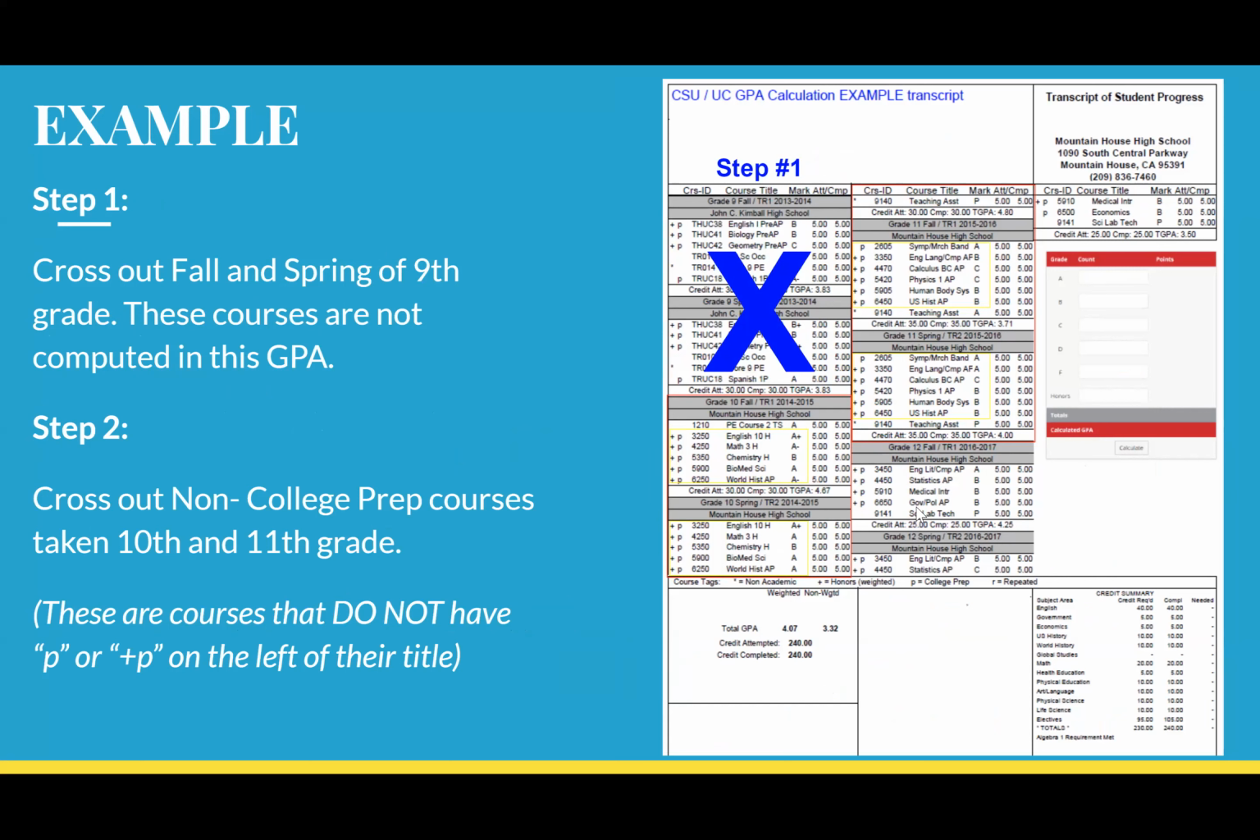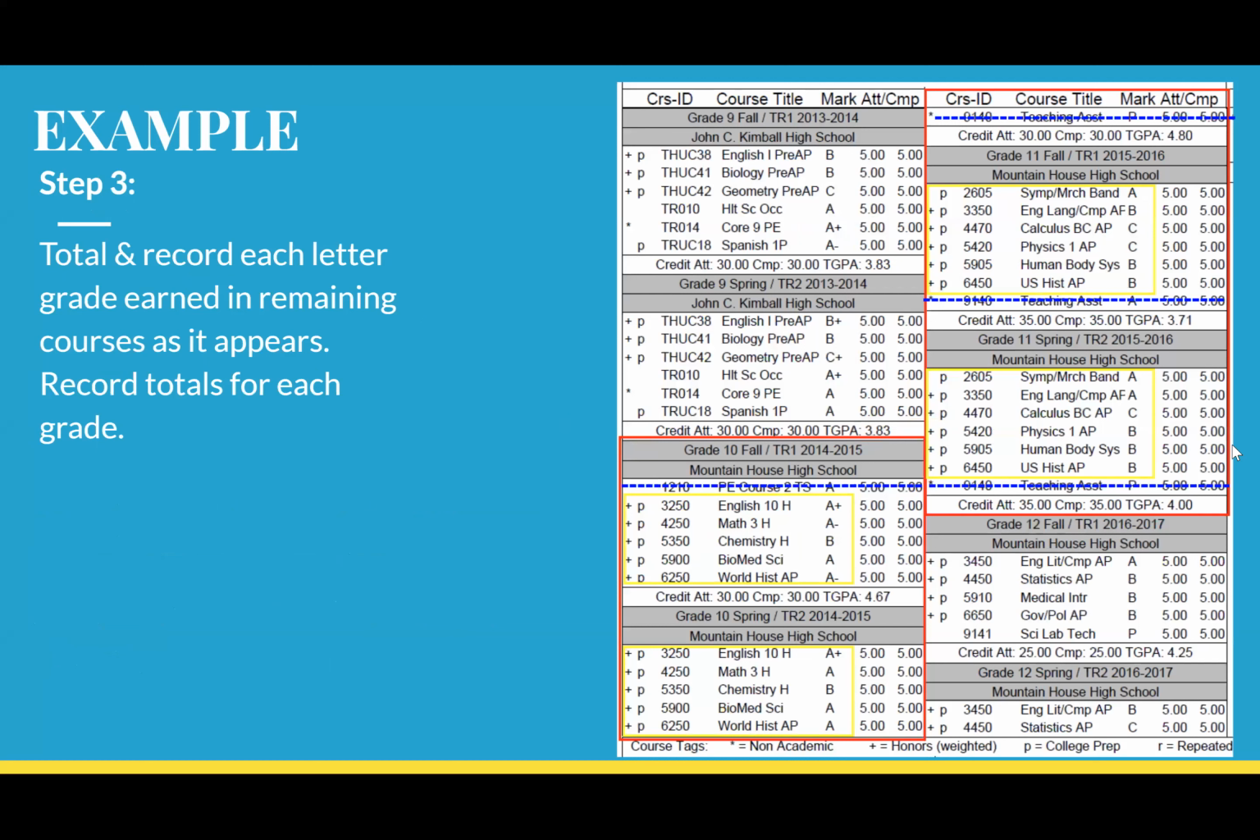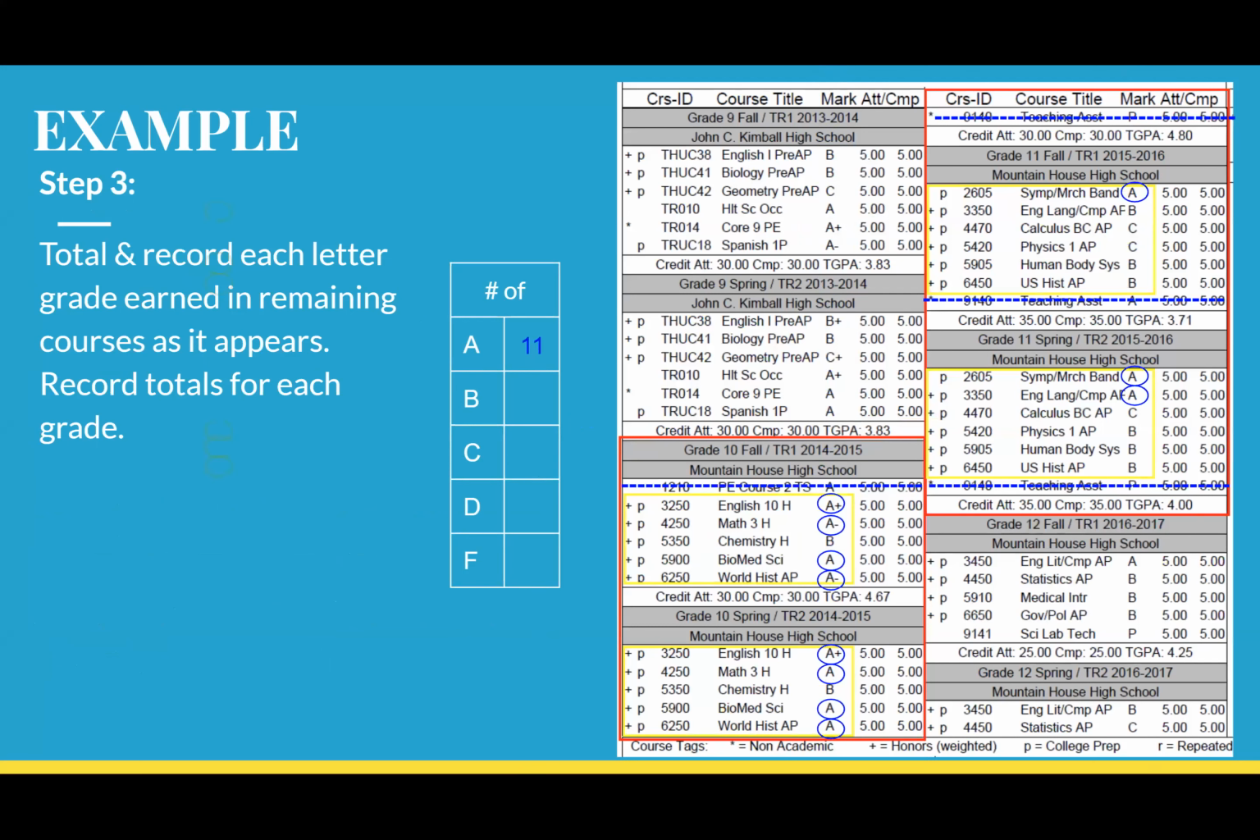And then we cross off any courses that are not college prep. That means on the transcript, there is not a little P on the left-hand side of it. And then after we've done that, we've crossed off everything we're not going to look at. We're going to count all of our A's, our B's, and our C's.